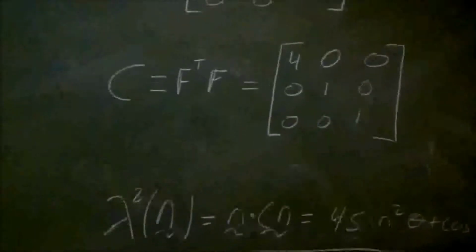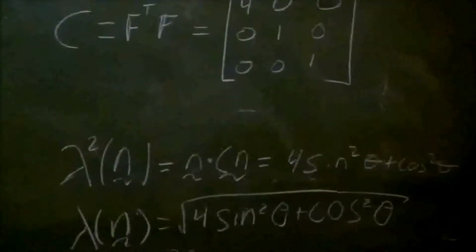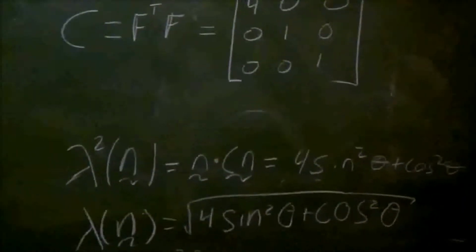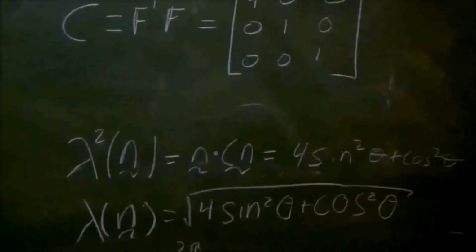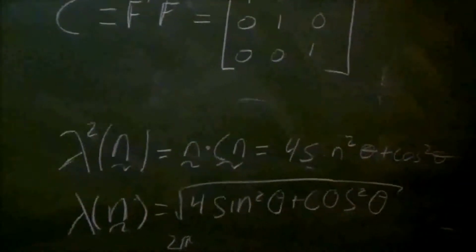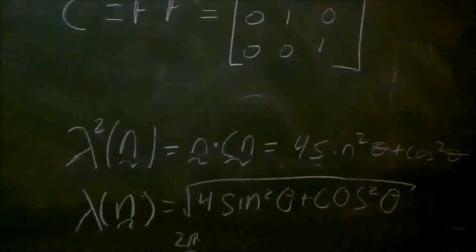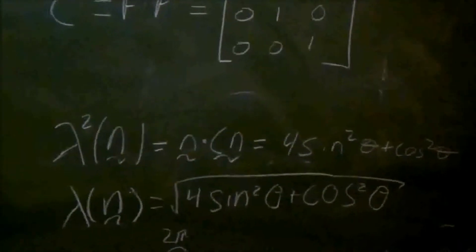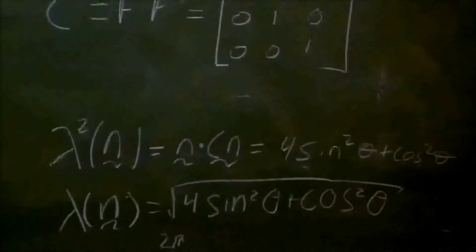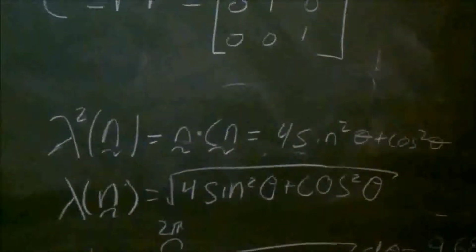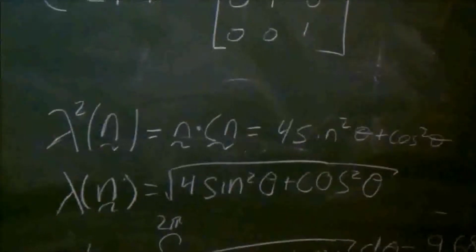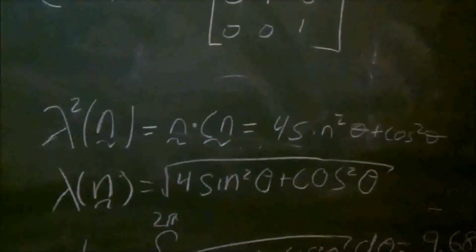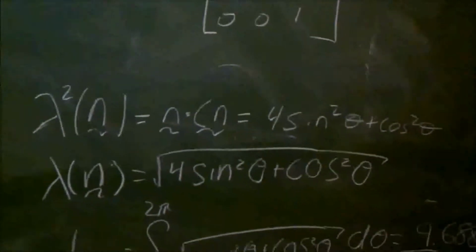Next step, we find the square of the stretch in the n direction. To find that, you simply take n dotted with C operating on n. When you do those calculations, you get 4 sine squared of theta plus cosine squared of theta. If you want the stretch in the n direction, you simply take the square root of that. That's root 4 sine squared theta plus cosine squared theta.